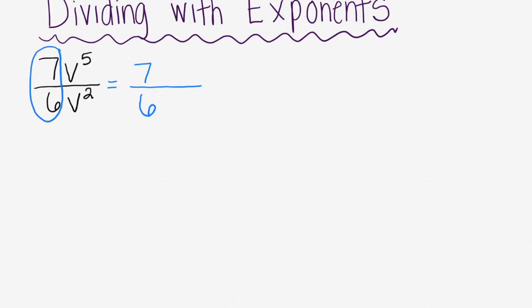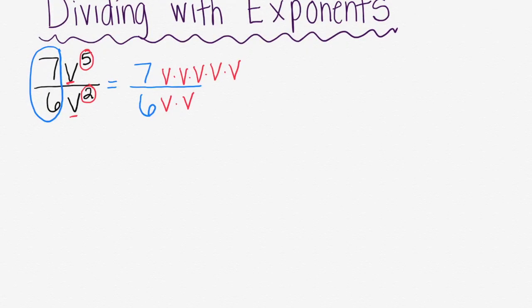The next thing we are going to look at is our variables. We have a v in the numerator and we have one in the denominator. One with an exponent of 5 and one with an exponent of 2. So what this means is you have repeated multiplication in the numerator where you have 5 v's. In the denominator, you have 2 v's. Now, for every v you see in the numerator, oops, I missed a v up here. We have 5 v's. There we go.